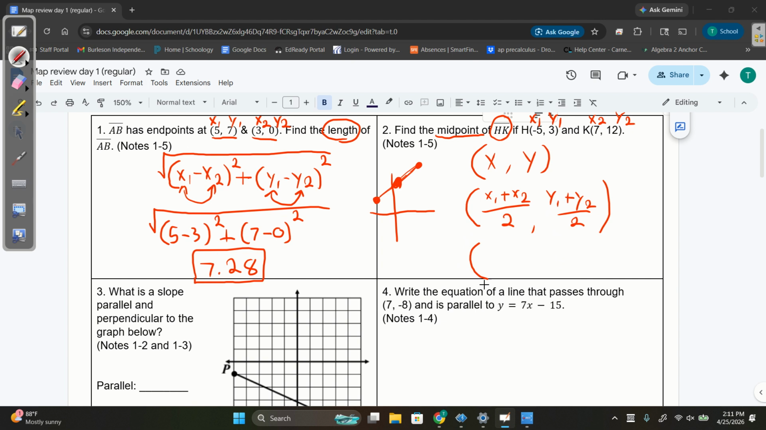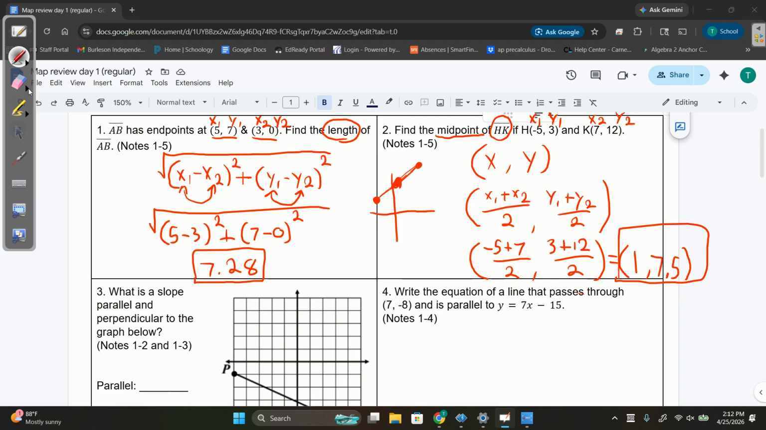So, if we plug it all in, I've got -5 plus 7 divided by 2, and over here I've got 3 plus 12 divided by 2. Now, on the calculator, you have to enter these independently. Enter this part and enter this part. Or if you want to do it in your head, that's possible too. -5 plus 7 is 2, divided by 2 is 1. 3 plus 12 is 15, divided by 2 is 7.5. So the coordinate point (1, 7.5) would give me the middle of this line HK.